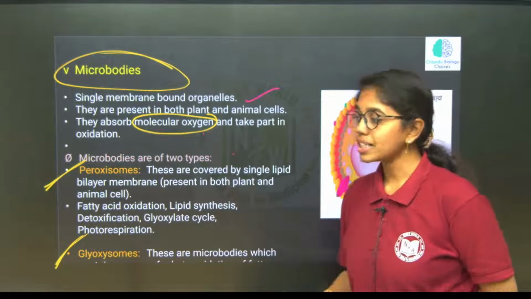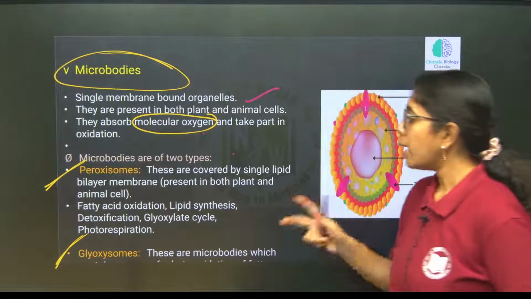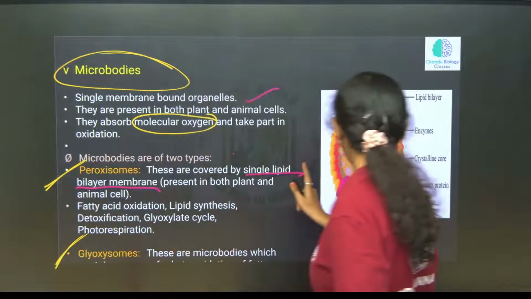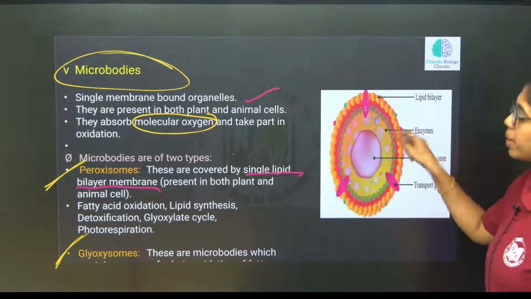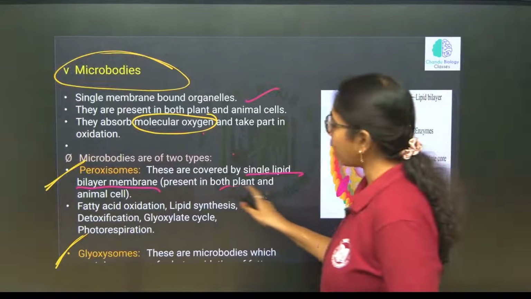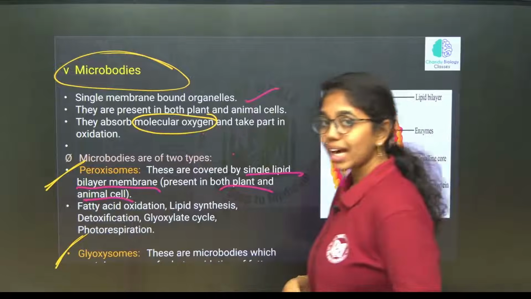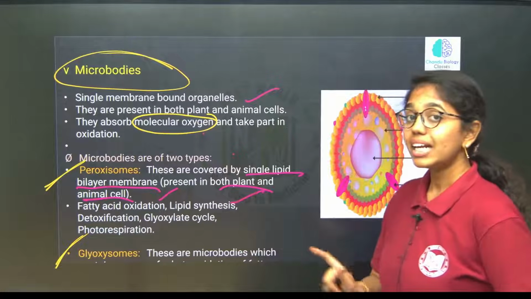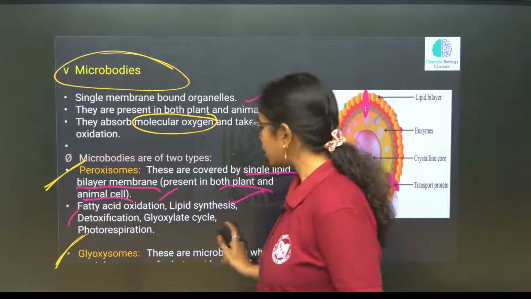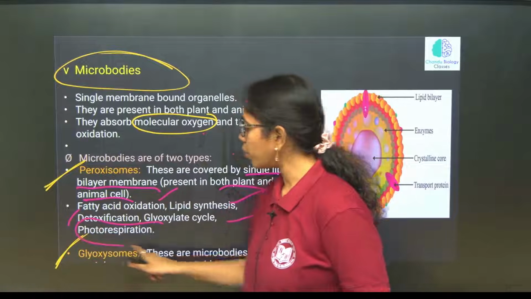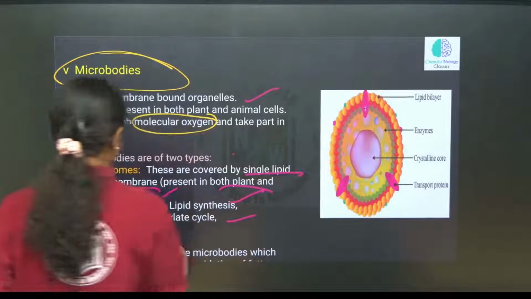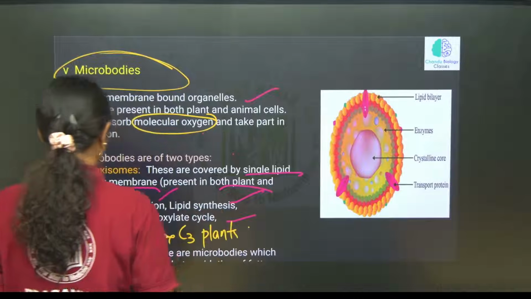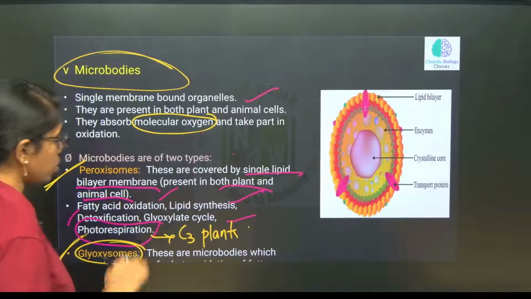Next, microbodies are of 2 types. First type is what? Peroxisomes. These are covered by a single lipid bilayer membrane, present both in plant cells and animal cells. What are its key functions? Fatty acid oxidation, lipid synthesis, detoxification, glyoxylate cycle, and most importantly photorespiration in C3 plants. Photorespiration in C3 plants. Next is glyoxysomes.